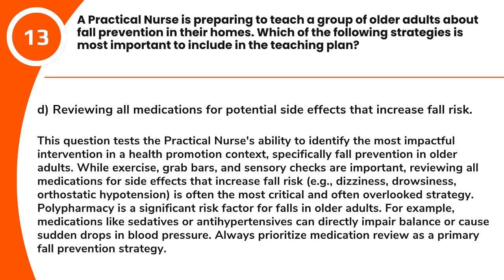Answer: D. Reviewing all medications for potential side effects that increase fall risk. This question tests the practical nurse's ability to identify the most impactful intervention in a health promotion context, specifically fall prevention in older adults. While exercise, grab bars, and sensory checks are important, reviewing all medications for side effects that increase fall risk, e.g., dizziness, drowsiness, orthostatic hypotension, is often the most critical and often overlooked strategy.